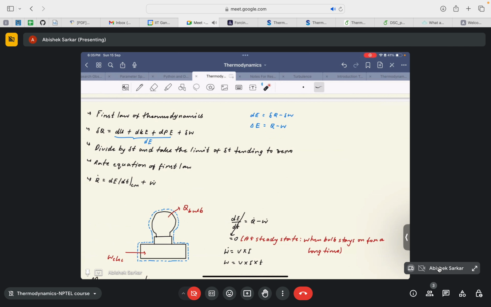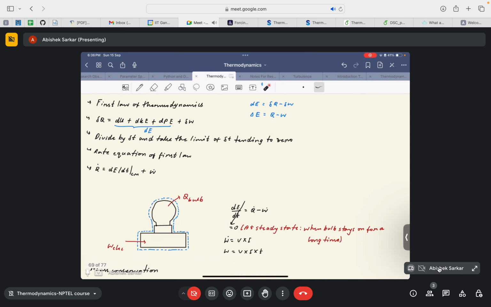From the first law of thermodynamics, we have dE is equal to delta Q minus delta W. This is the first law of thermodynamics for any thermodynamic process, or delta E is equal to Q minus W. We can now dissociate the energy into the internal energy, the kinetic energy, and the potential energy.